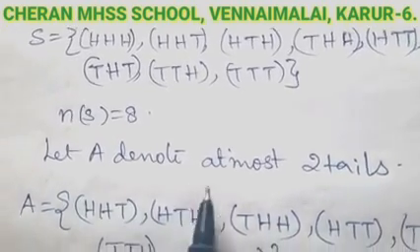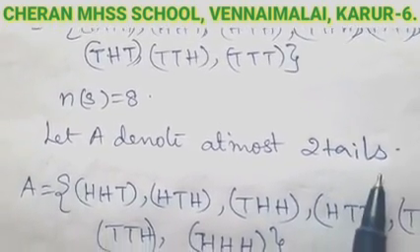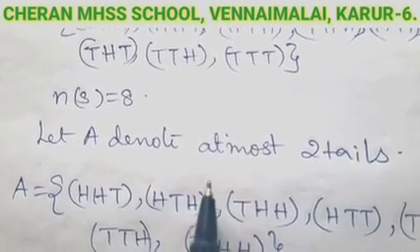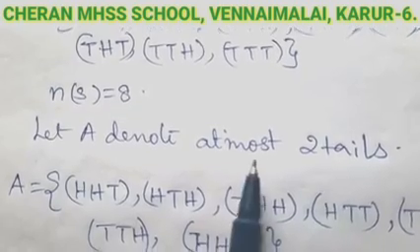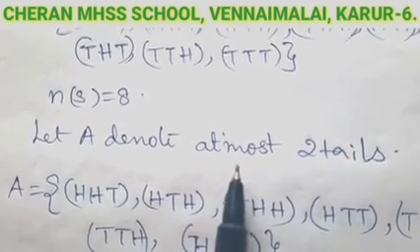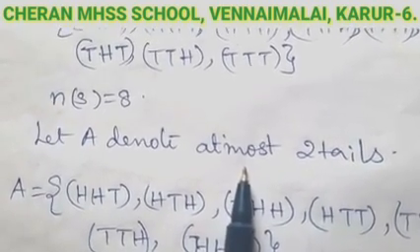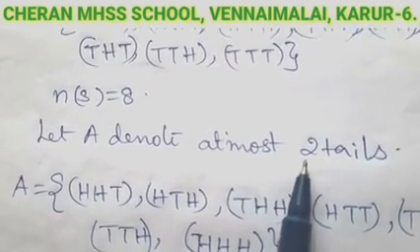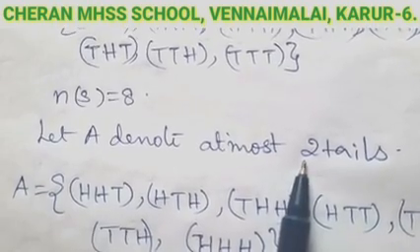Let A denote at most 2 tails. At most 2 tails means to the maximum there can be 2 tails. Minimum there can be 1 or there may not be any tail. So maximum there should be 2 tails. There should not be more than 2.